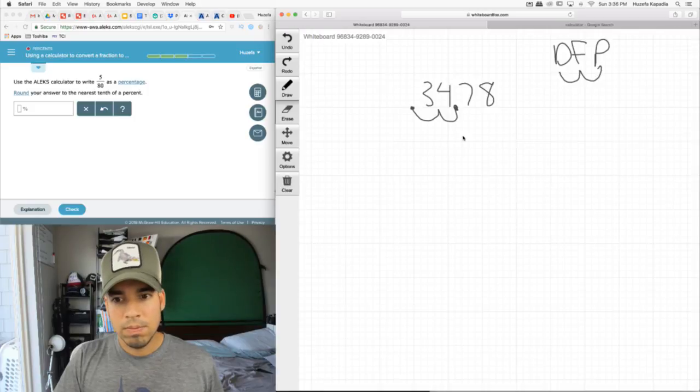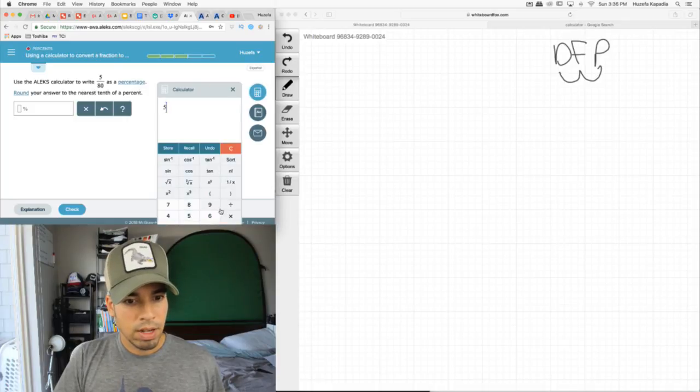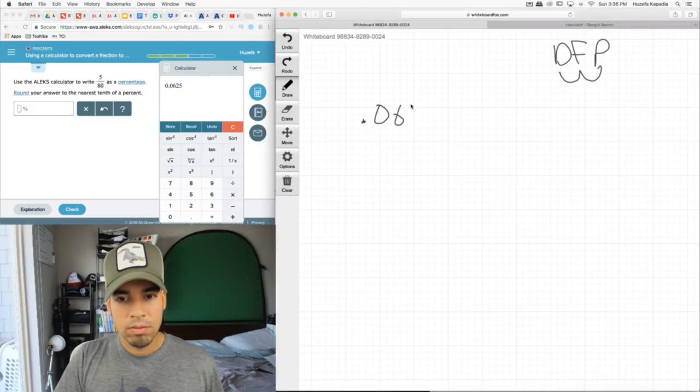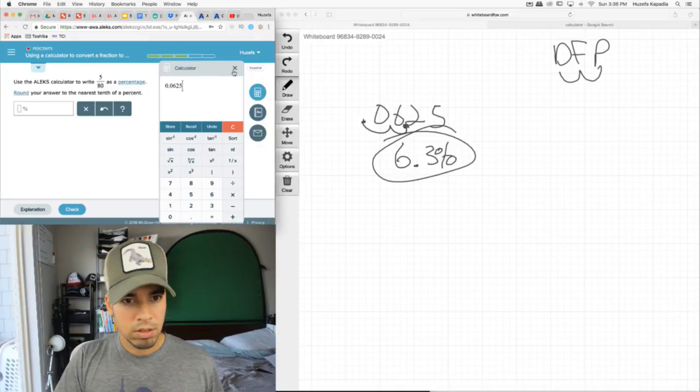Last but not least, 5 over 80. 5 divided by 80. I'm going to move the decimal twice to the right, and I get 6.25, or rounded to the nearest tenth, 6.3%.